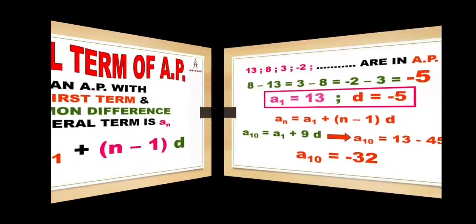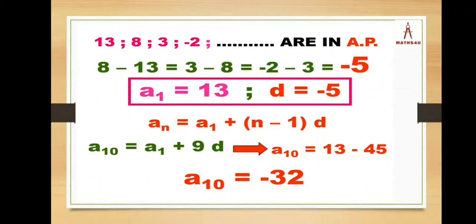Okay, this is the thing. Here is an example: 13, 8, 3, minus 2 in AP. So 8 minus 13, how much common difference did you get? Minus 5. First term 13. If you need to find the 10th term, A1 plus 9D. The first term is 13, and 9 into minus 5 is minus 45. So A10 you can get is minus 32.